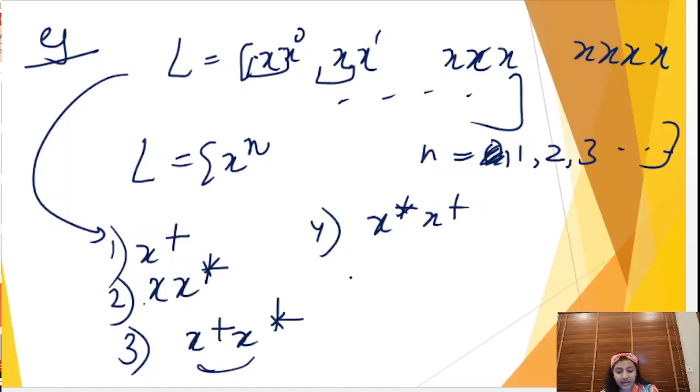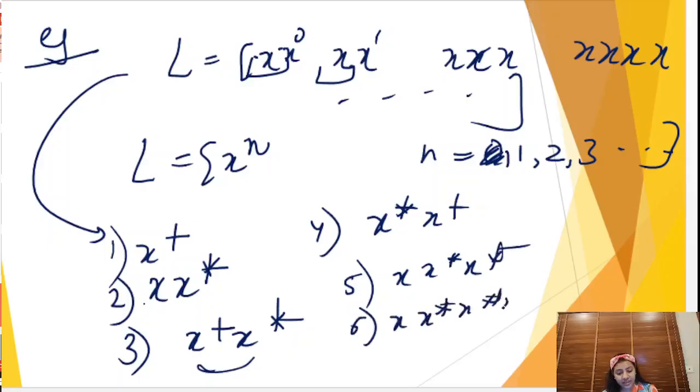Then there can be another way to represent this. I can have 1x which is fixed, then x star, x star. Similarly, you can increase it to any number of x star, x star, x star, x star, right? So the idea is that the same language can be represented with a number of different regular expressions, right?